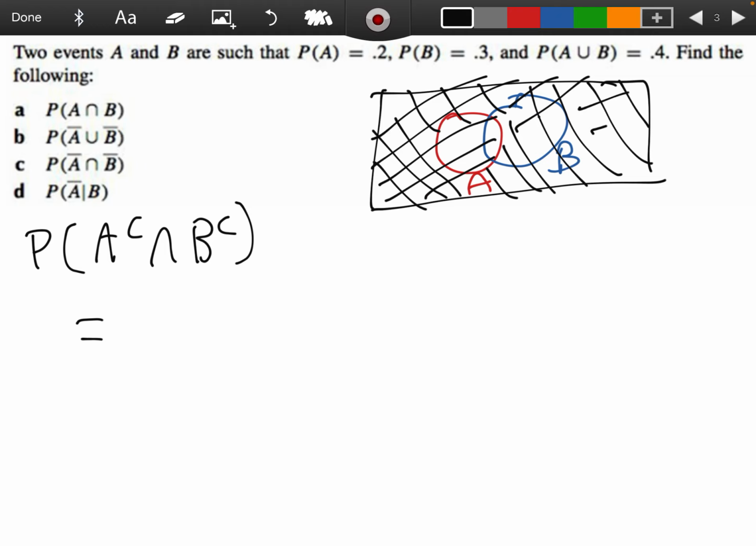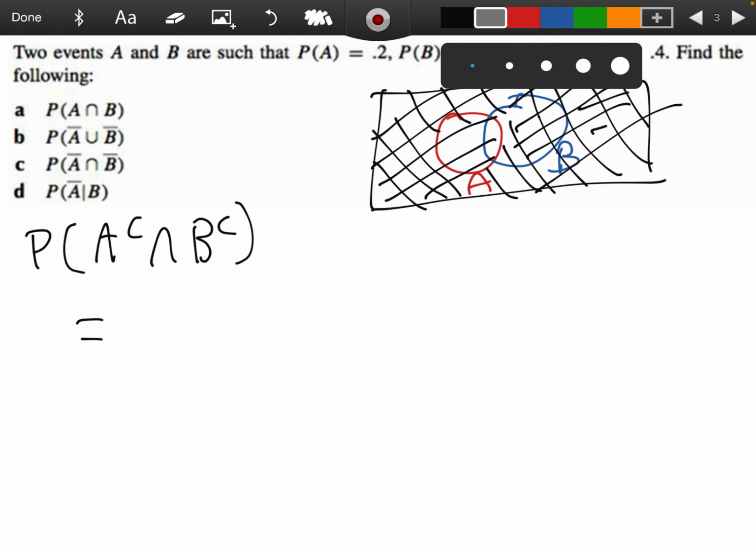So what is it that's A complement intersect B complement? Sorry, quick distraction. So A complement intersect B complement. Where did those overlap? Well, everywhere that is inside neither of them, right?